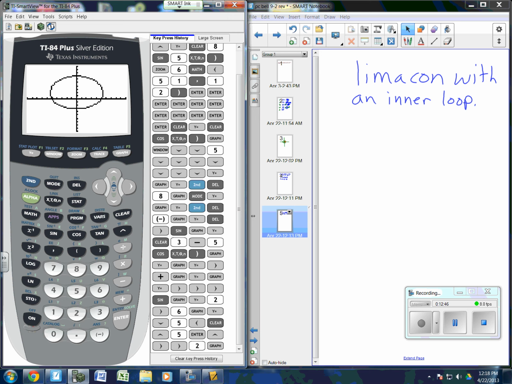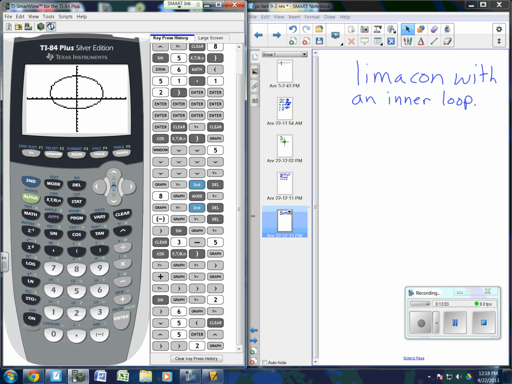Okay, so it just makes one of those circles, right? Let's call it the limacon without an inner loop, you guys. Without an inner loop, okay? So we know how to change them left and right, up and down, and all that stuff, right? Okay, next one.